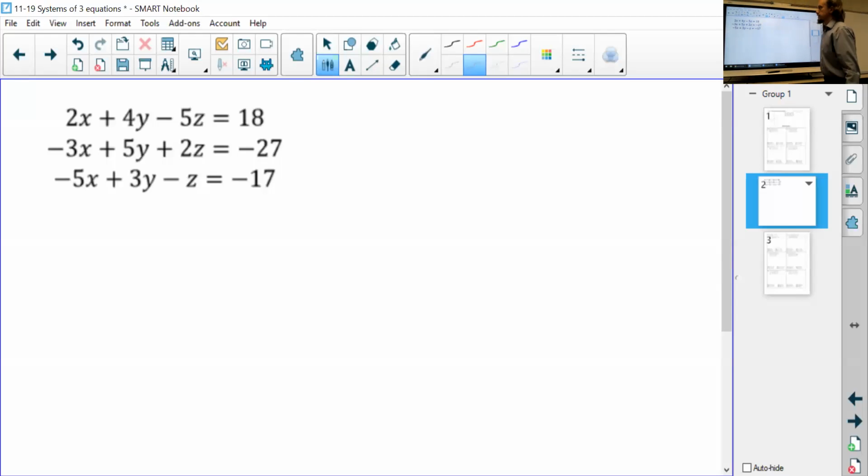All right, we got a good one today. Doing systems of 3 equations. Just like doing systems of 2 equations, with a lot more steps. So get a piece of paper, get a calculator, because it's going to take some work.